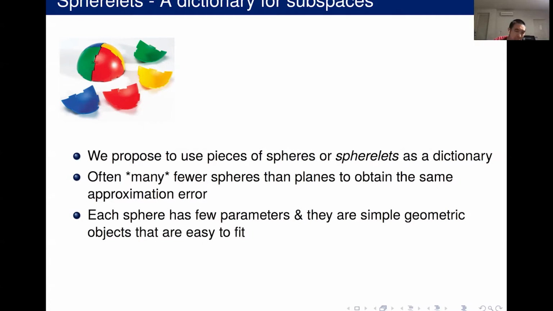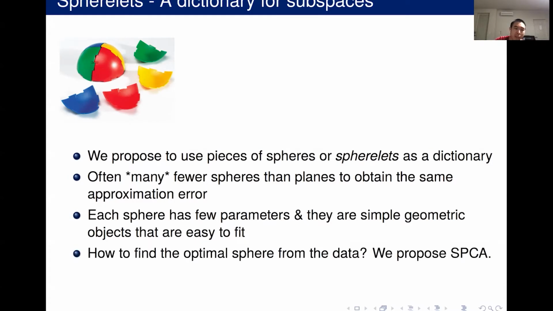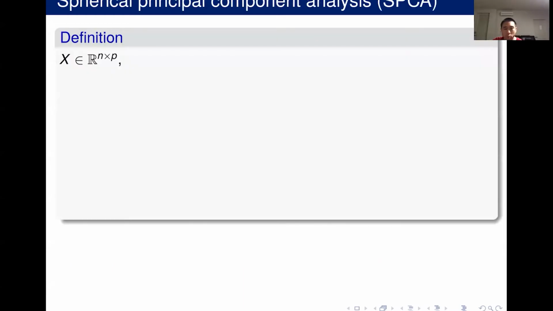So for PCA, in order to find the best hyperplane, you just need to do the eigendecomposition of the coordinate matrix, and the best hyperplane is just spanned by the top eigenvectors of the coordinate matrix. So what about the sphere? We developed a method called spherical PCA as the analog of PCA. It can be used to find the best, or the optimal, sphere from the data. So here's the definition of the solution.